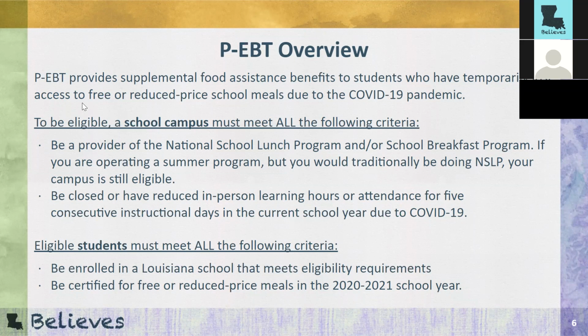And then secondly, you have to have been closed or have reduced in-person learning hours or attendance for 5 consecutive instructional days. This is looking at not only the school, but also children. So schools that had 100% in-person education where nobody was given the virtual option did not have closures or reduced in-person learning hours for 5 consecutive days.